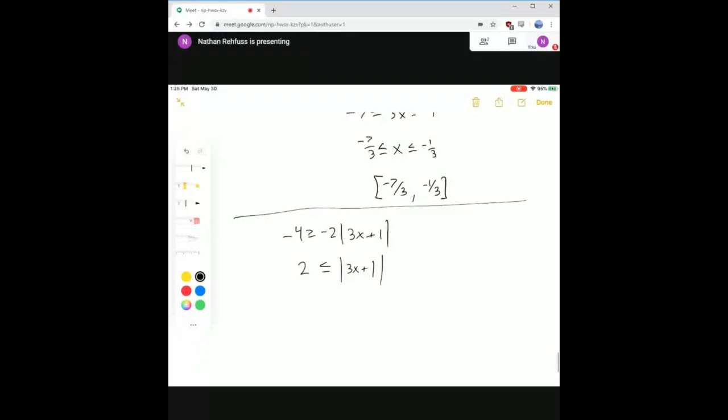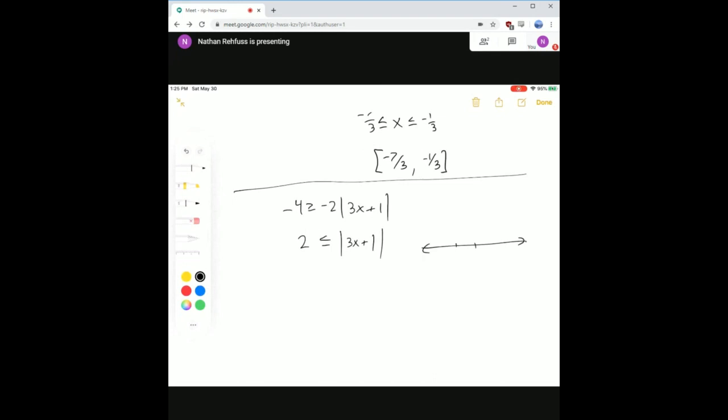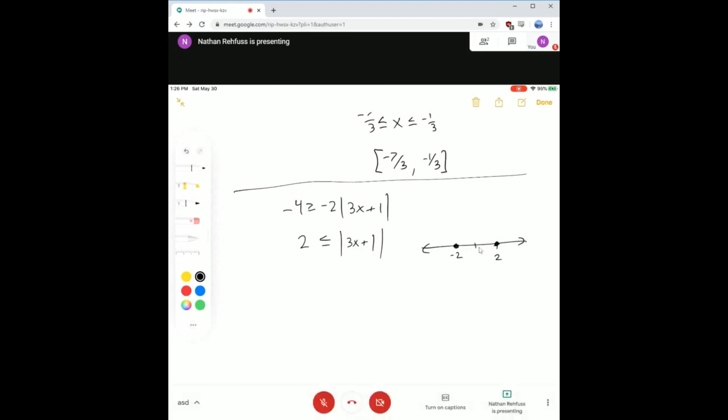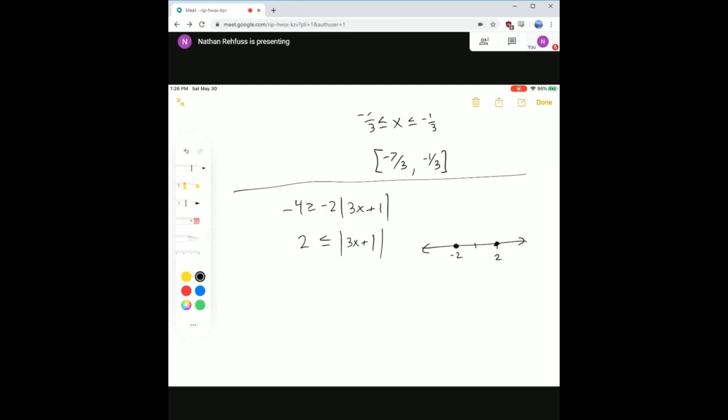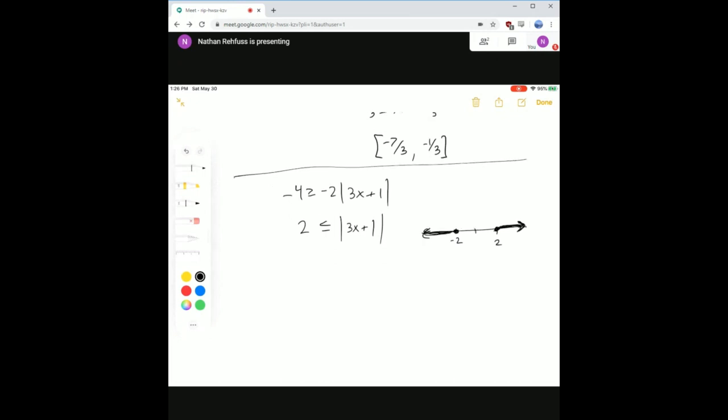So here's -2, and here's +2. We have an equals bar. This isn't a strict inequality, so I can fill those in. And 3x plus 1 has to stay out of this neighborhood. So it can live up here on the right side of town, or it can live down here on the left side of town. But it can't live in the middle. So what I would say is 3x plus 1 has to be below or equal to -2, or it has 2 options here. It can live on the left or on the right, or 3x plus 1 can be bigger than or equal to +2.